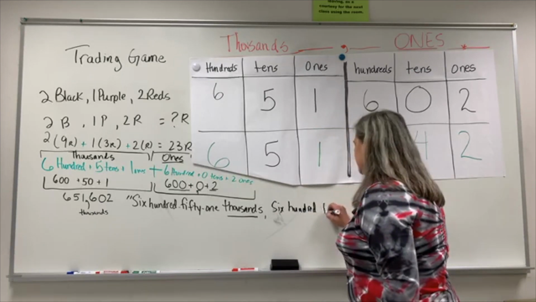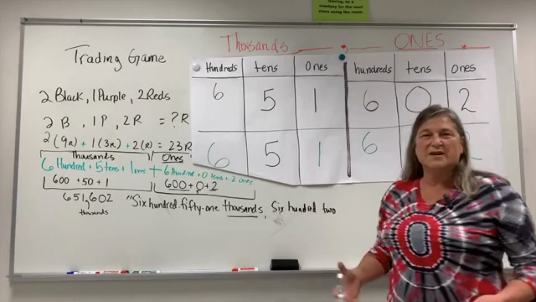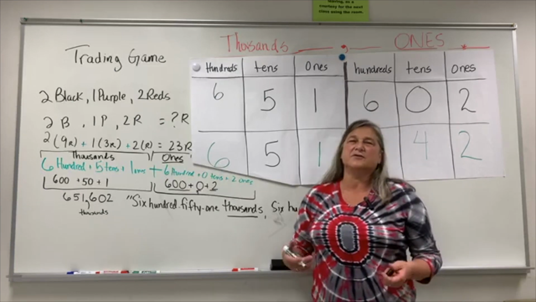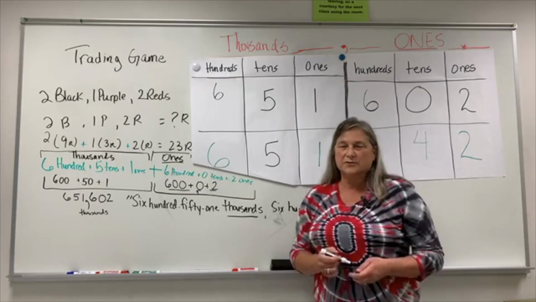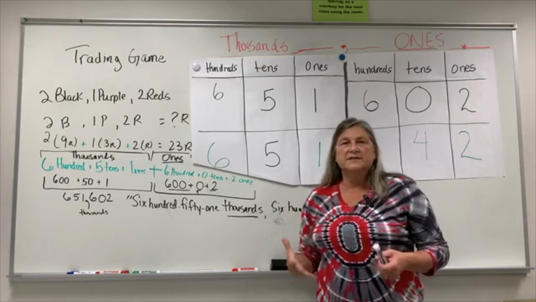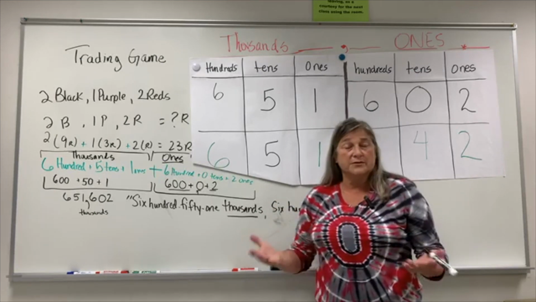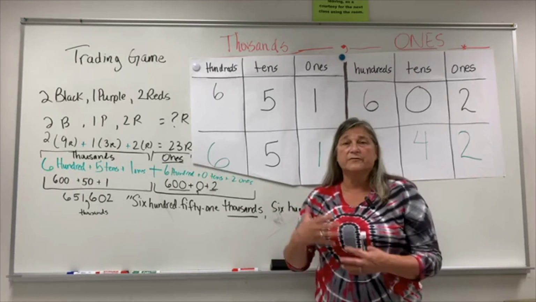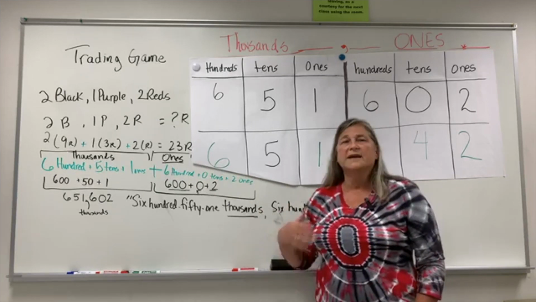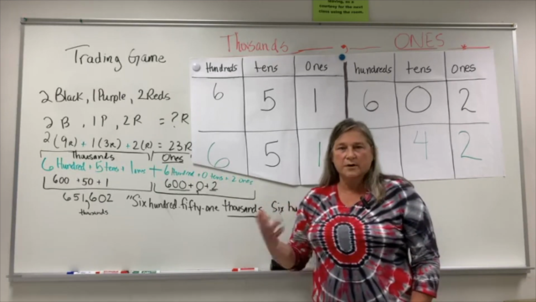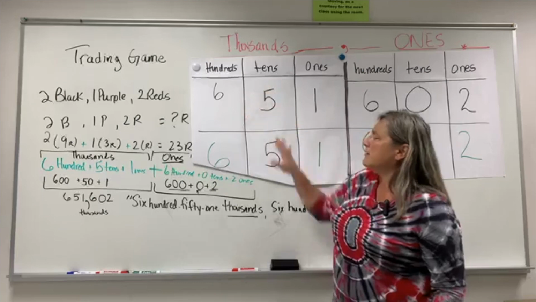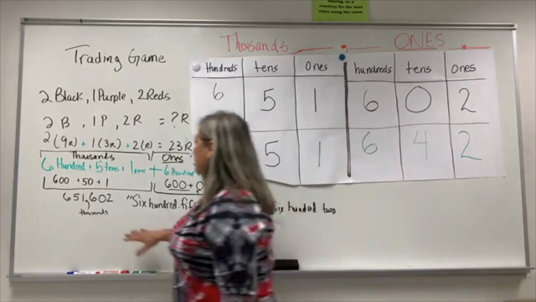Two. And that's ones, but we don't say the ones. We don't say 602 ones. We just say 602. So we have to distinguish for whoever we're talking to about this mathematics. We have to distinguish if we're talking about the thousands chunk or the ones chunk, and we do that by saying thousands when it's that part of the number.